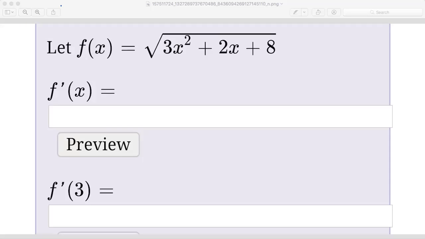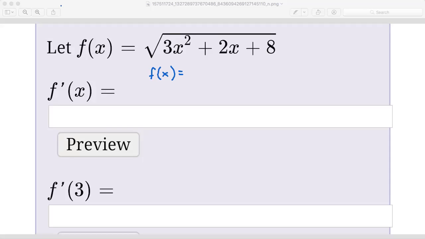Okay, so this problem says, let f of x equal the square root of 3x squared plus 2x plus 8, and we're looking for the derivative. So first of all, I would notice that we have a square root that goes over the entire function. So we have an outside function that's the square root, and an inside function that's everything that's under the square root.